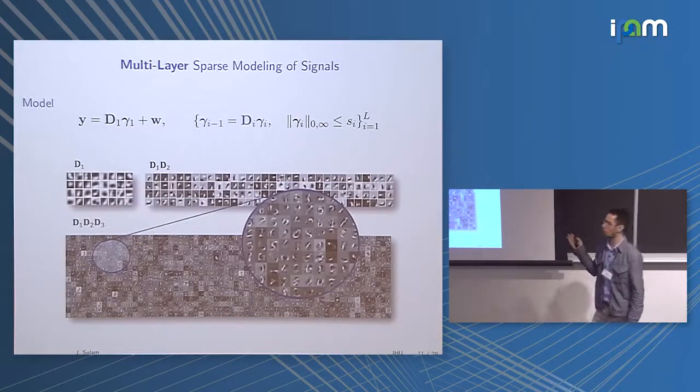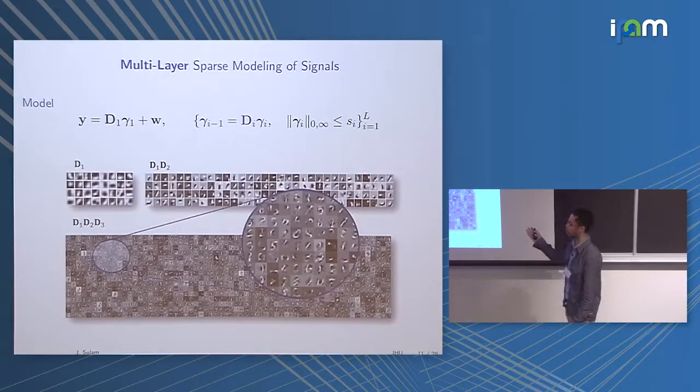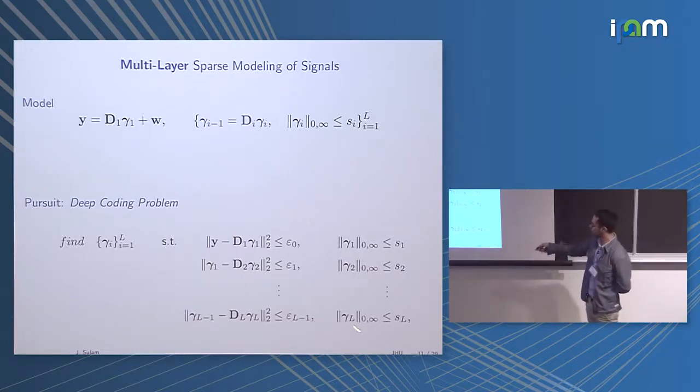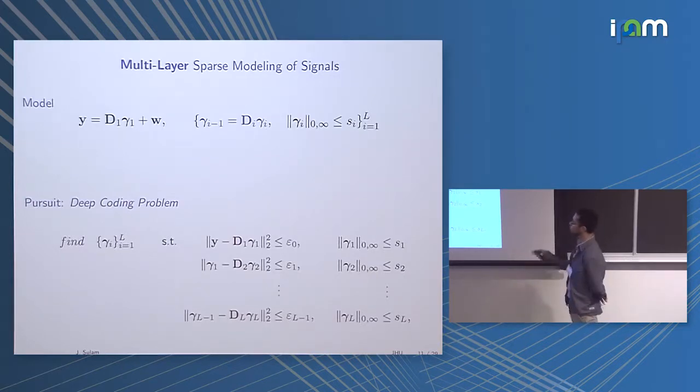Now, of course, I'm not telling you how to find these dictionaries yet. I'm not even telling you how to find the representations. But let's try to formalize what that problem of finding these representations would look like. Very generally, what we would like to do is find a set of gammas so that, let's say, D1 gamma 1 approximates y, and gamma 1 is approximated by D2 gamma 2, and all through L layers. And all of these have sparsity constraints on them, again in the zero infinity sense because we're in the convolutional setting. So it seems like even a more complicated problem.